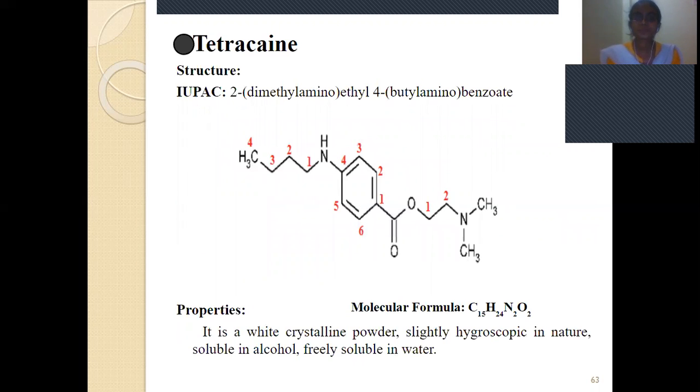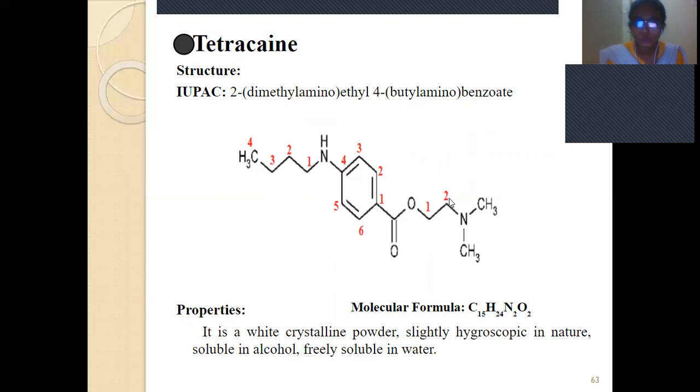Next, tetracaine. This is the structure of tetracaine, and the IUPAC name is 2-dimethylaminoethyl 4-butylaminobenzoate. If you see the structure here, this is the phenyl benzoate. In the fourth position, 1, 2, 3, 4, 4 carbon atoms are there, meaning butyl, and this is the amino.